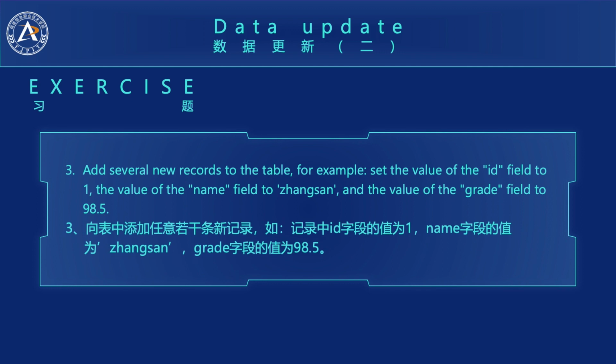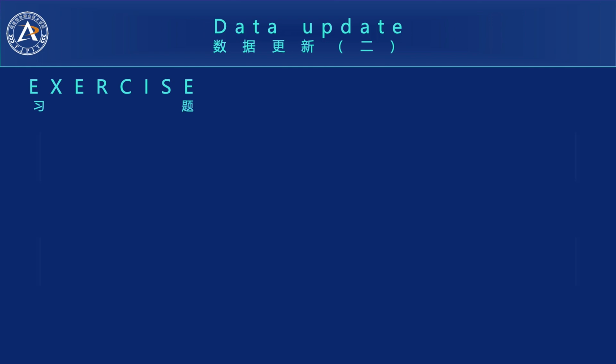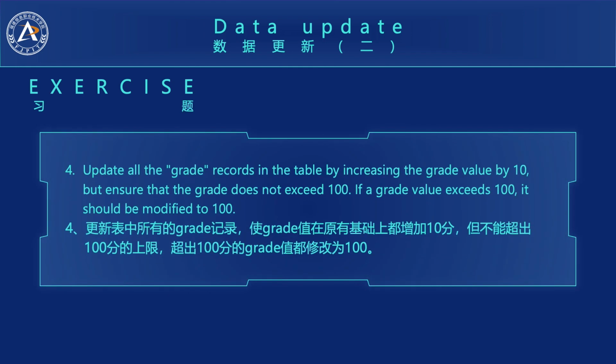For example, set the value of the ID field to 1, the value of the name field to Zhang Sang, and the value of the grade field to 98.5. Fourth, update all the grade records in the table by increasing the grade value by 10. But ensure that the grade does not exceed 100. If a grade value exceeds 100, it should be modified to 100.